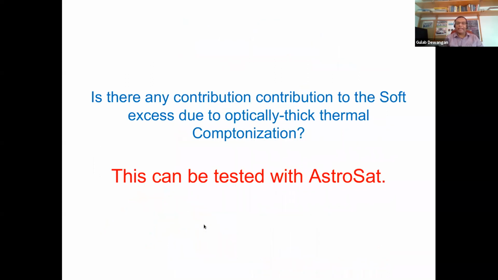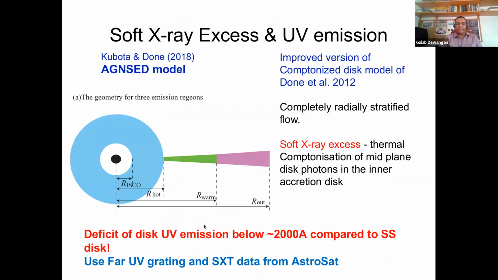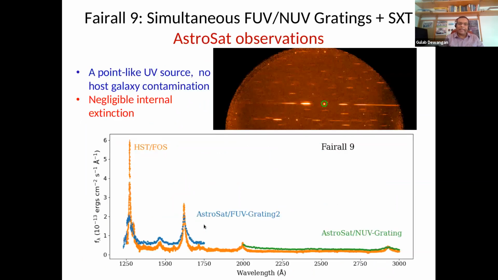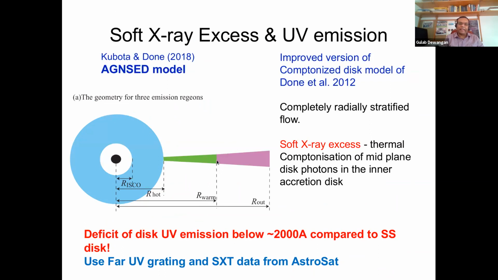Such a model can be tested with AstroSat, which we are actually doing. This is the same model, an improved version, so I'll not discuss this. But the important thing is that because the inner region of the disk is emitting soft X-rays and is warmer, it is not like a Shakura-Sunyaev disk. That means it is not emitting the ultraviolet emission. So if you are observing the ultraviolet emission, there should be a deficit of ultraviolet emission compared to that predicted by a full standard disk.